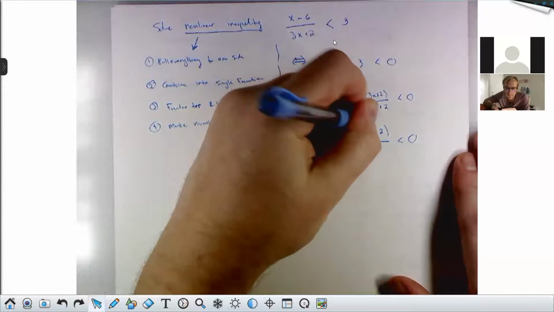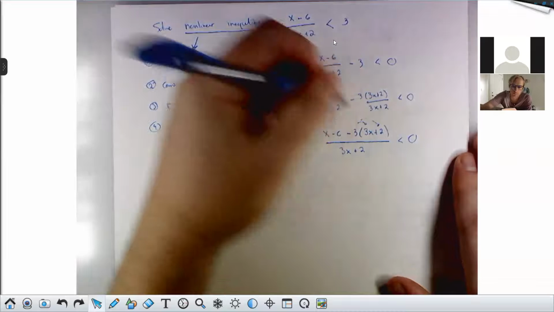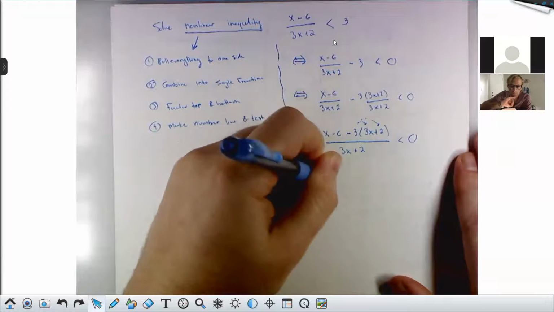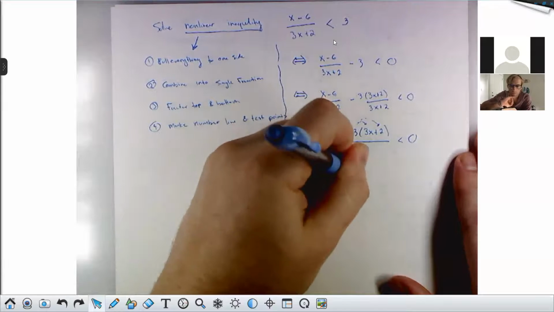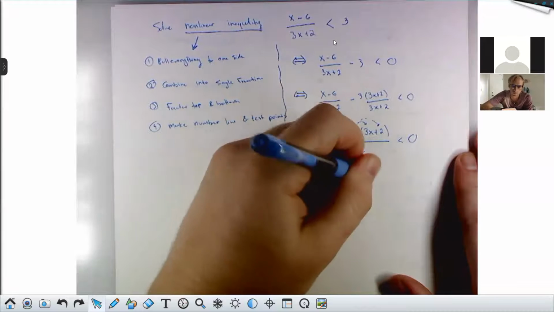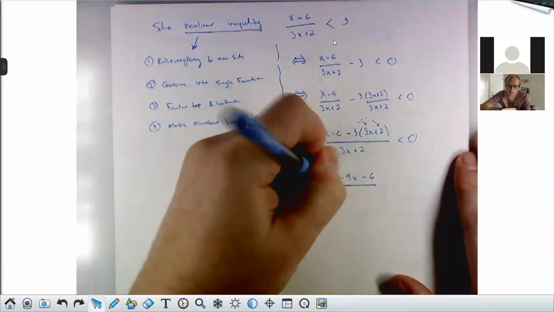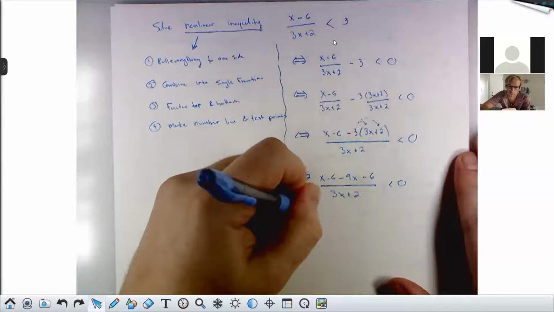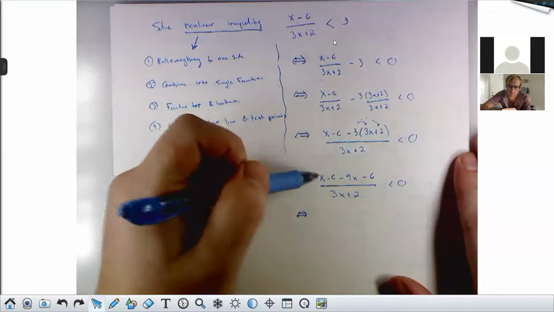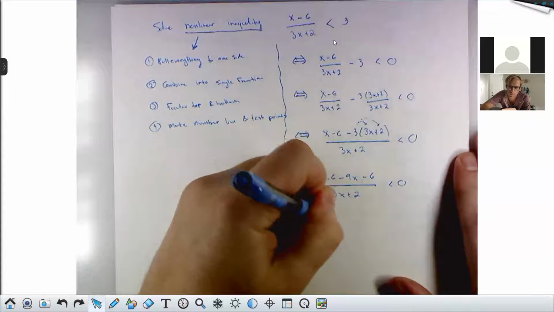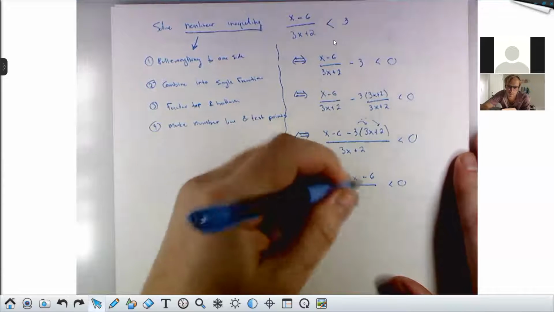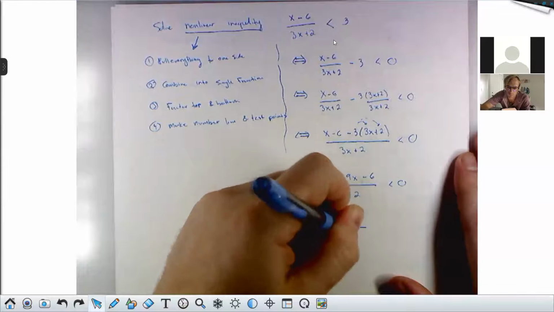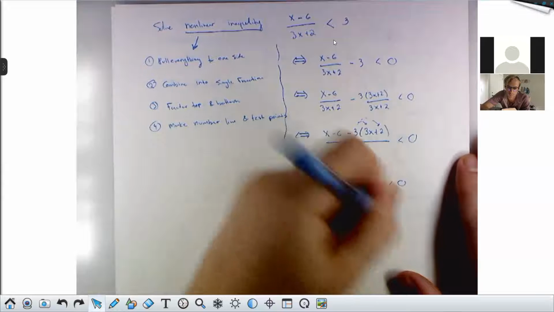Then I would distribute this negative 3 over these parentheses and get (x minus 6 minus 9x minus 6) all over 3x plus 2 is less than 0. And then finally, combining like terms, x minus 9x is going to be minus 8x, and minus 6 minus 6 will be minus 12. And all of that is over 3x plus 2, and all of that is less than 0.